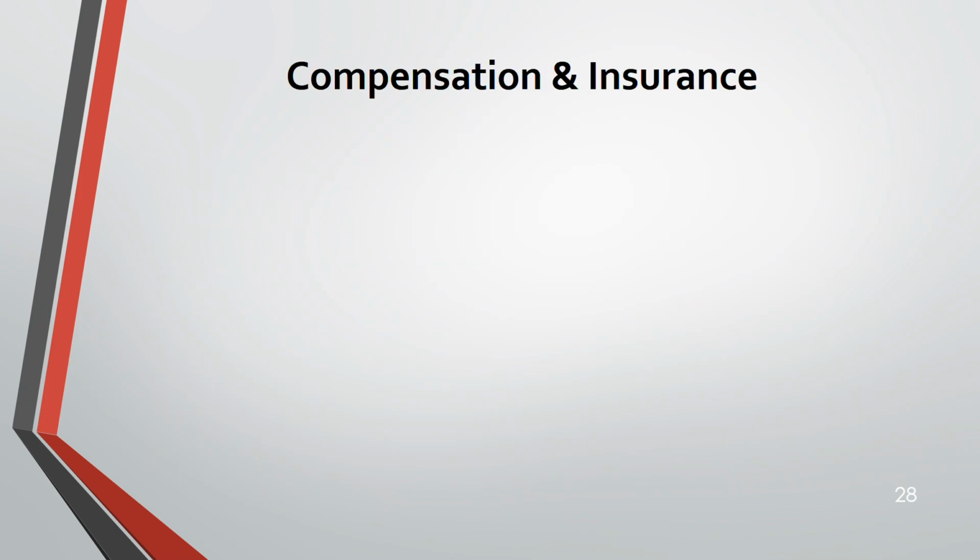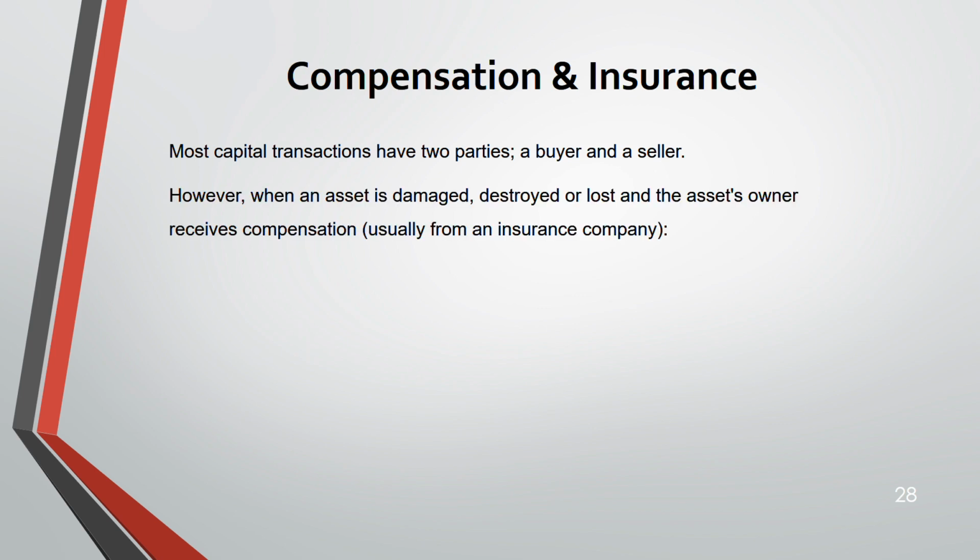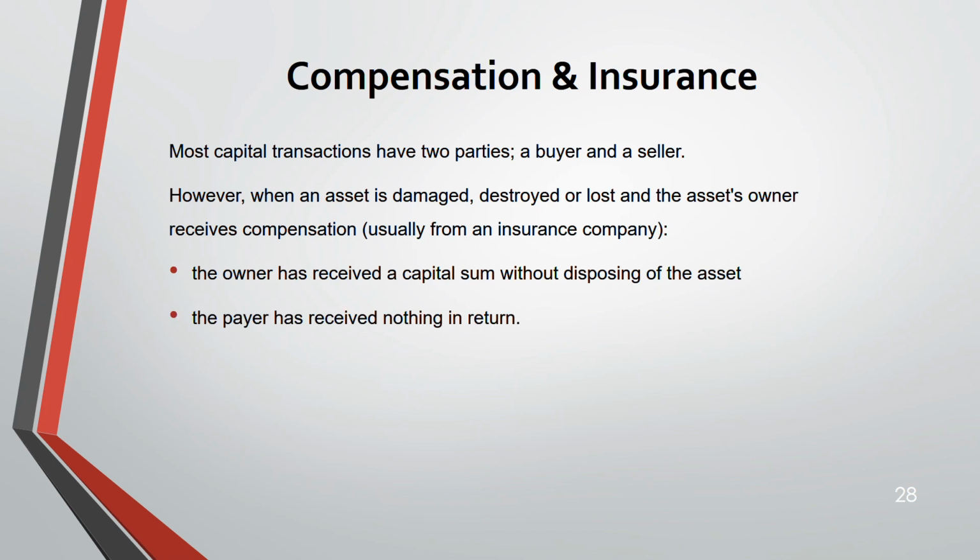Now, last part, compensation and insurance. This is a capital transaction. Let's say when an asset is damaged, destroyed or lost, what happens? The owner receives compensation, usually from an insurance company. Here, the owner has received a capital sum, but they did not dispose of any asset. They have received nothing in return. So that's why there is a special set of rules for it.